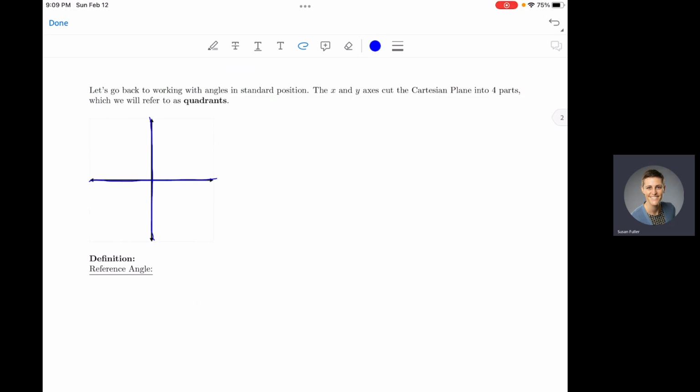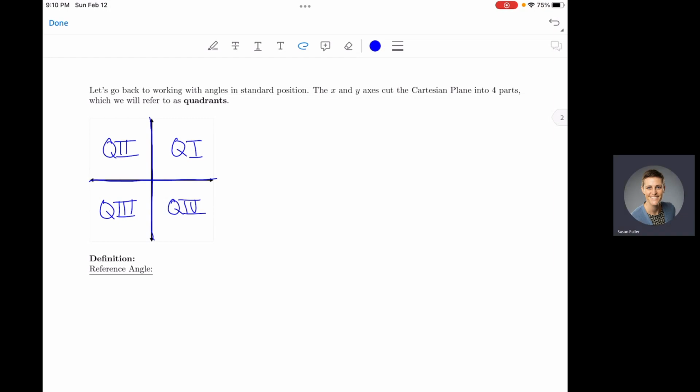This top right corner here, where x and y are both positive, this is quadrant 1. This top left corner, where x is negative and y is positive, this is quadrant 2. Bottom left, where x is negative and y is negative, this is quadrant 3. And the bottom right, I bet you've guessed, this is quadrant 4. That's where x is positive and y is negative.